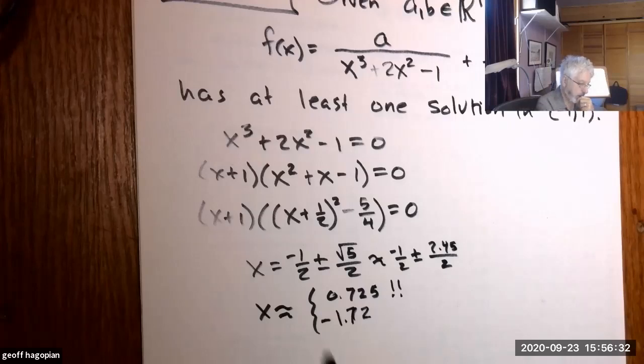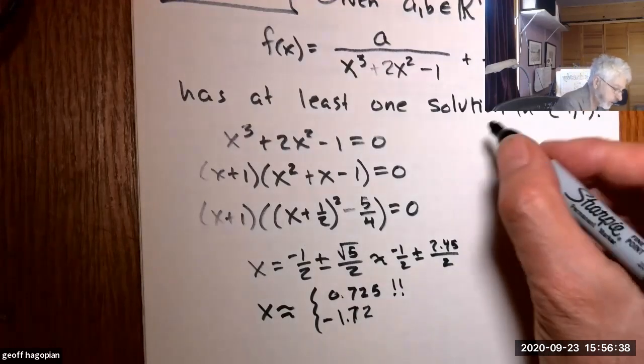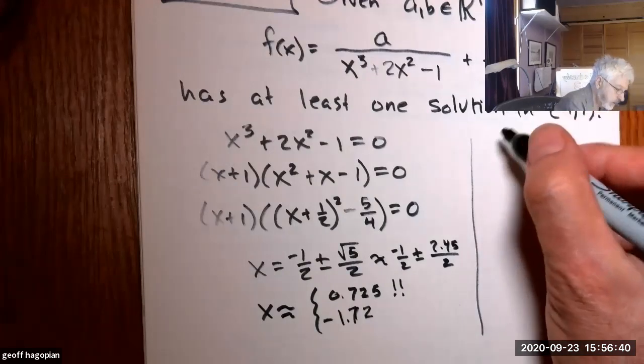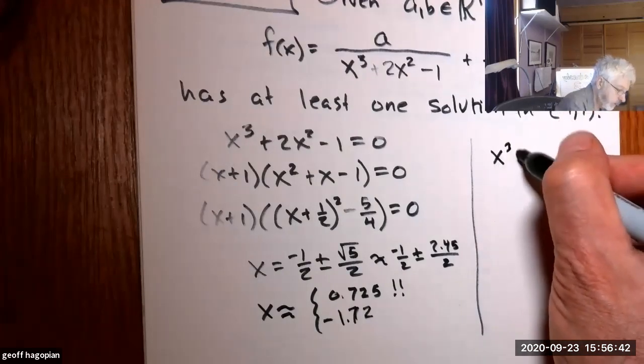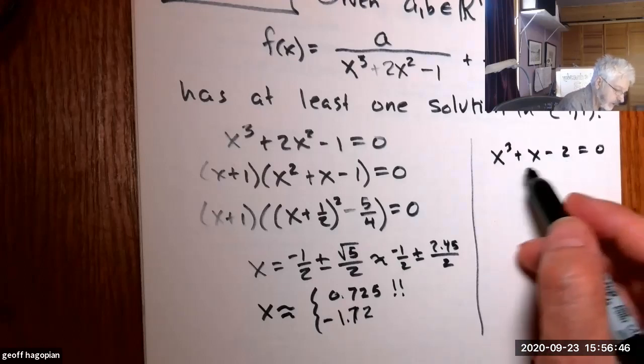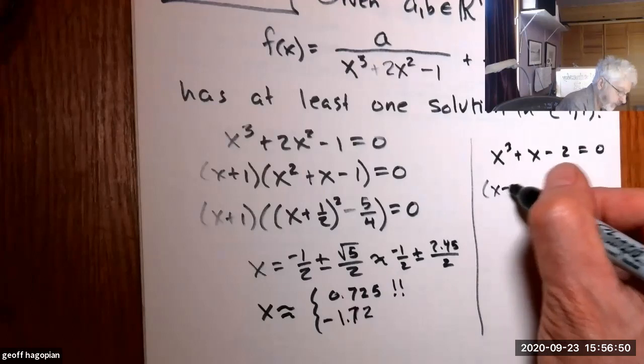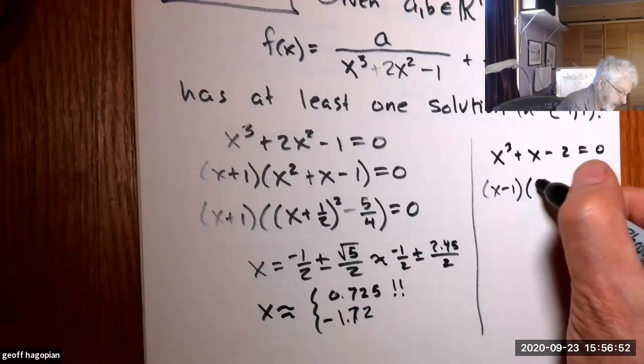So it's got a vertical asymptote. So -1 is a problem and +0.725. What about that other one? We got another cubic here, right? So this is x cubed plus x minus 2 equals 0. Does that have an obvious zero? Yeah, that has an obvious 0 at 1, right? So x minus 1 is a factor. And what's the other factor?